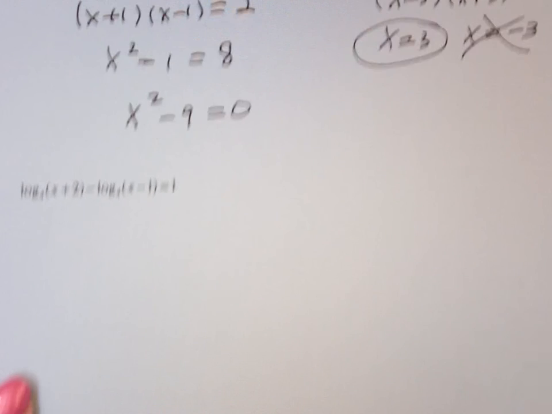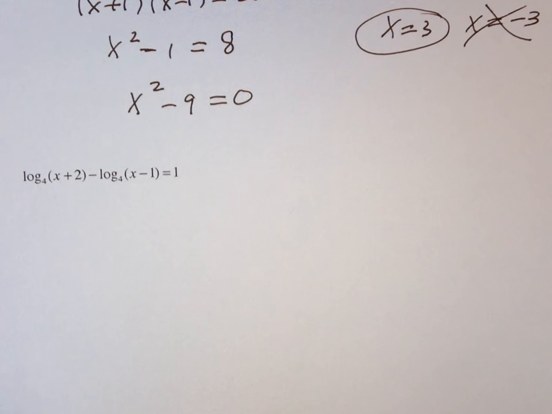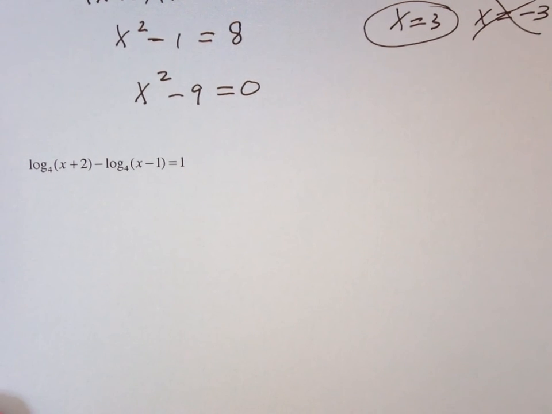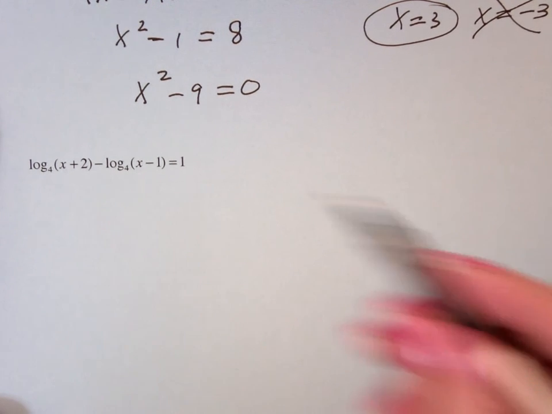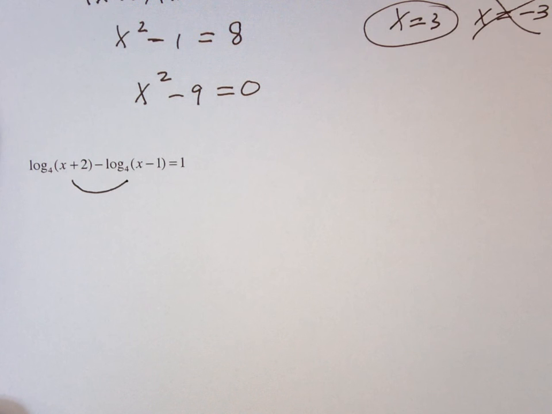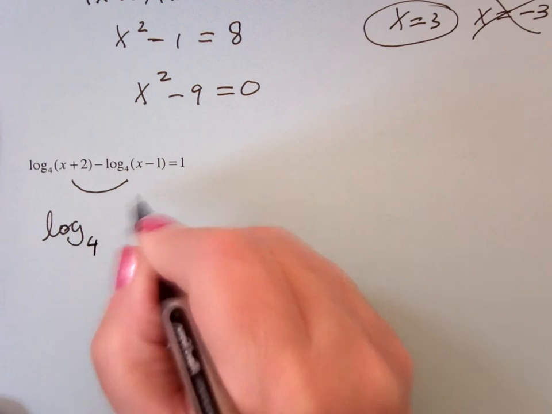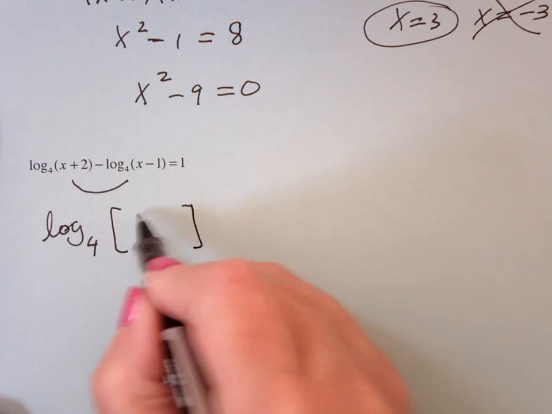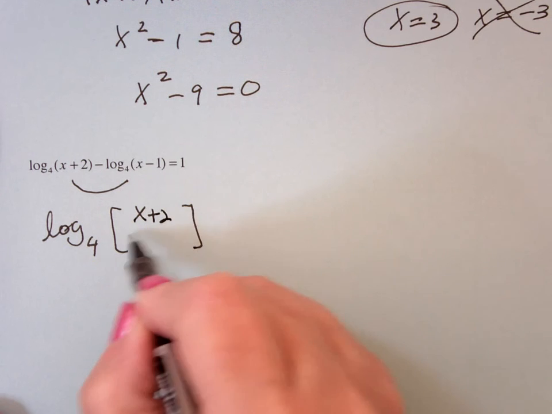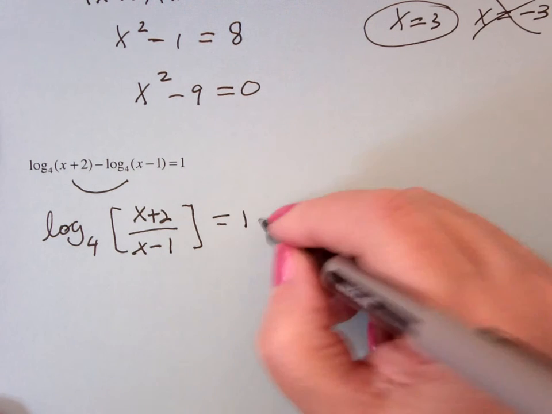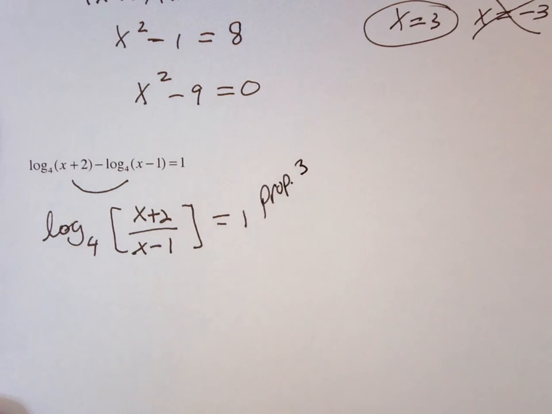Last problem of the semester. Last problem of the packet. Last problem, and one that you're not going to like. That's a subtraction, and what's a subtraction turn into? Division. So that says this becomes log base 4, and now I'm going to put brackets in because this is going to be a division. Numerator, denominator, equals 1. So that was property 3 in our note packet. In my mind, it will always be property 2.